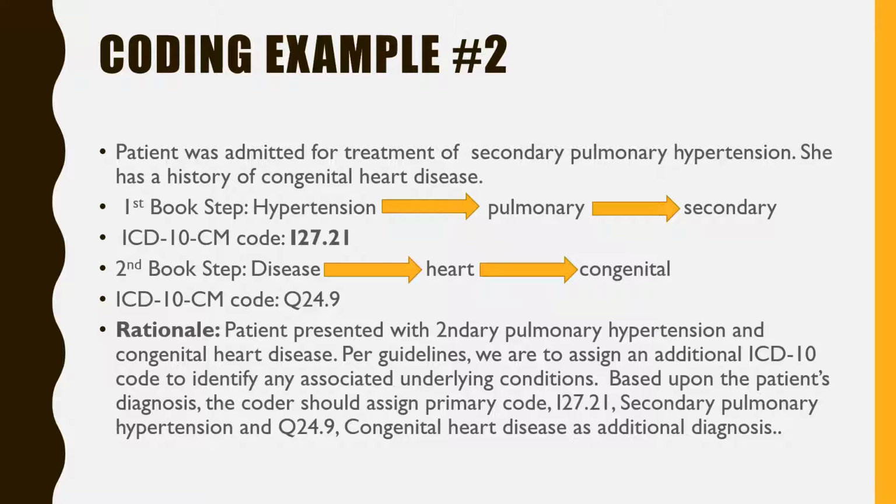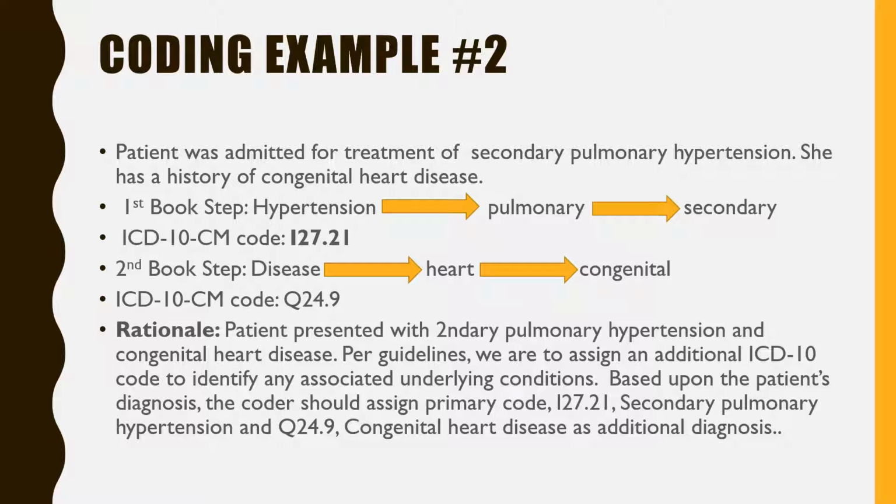And then in our second book step, our main term is disease, and then we're going to drill down to heart, and then we're going to drill down even further to congenital, because again, congenital heart describes the type of disease the patient has or is experiencing. And so the ICD-10-CM code for this particular diagnosis should be Q24.9.